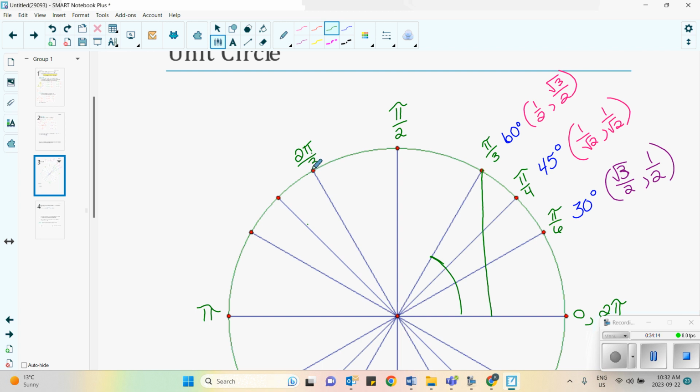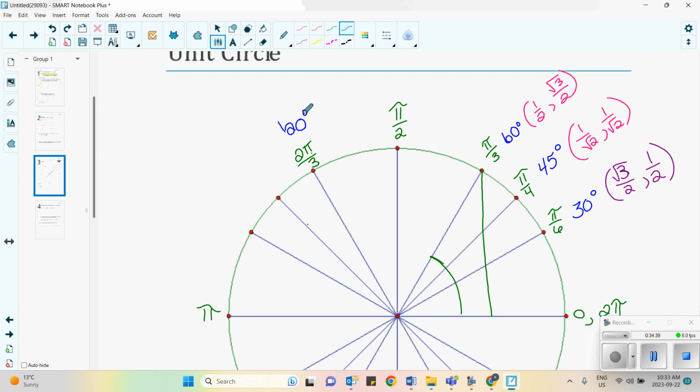Logan, where'd you pull that from? The cheese wheel? On what page? 4.1? That's okay. No, he's using a resource. He's using an available resource to him. Okay. We know that's 120 degrees.